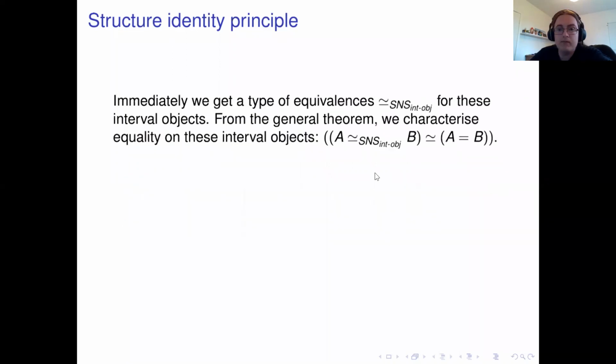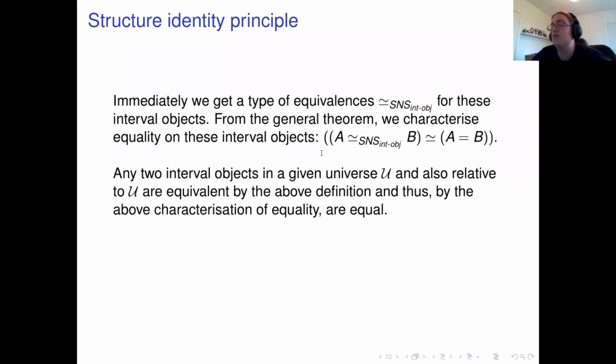So immediately from applying the general theorem here, we get a type of equivalences for these interval objects. And from the general theorem, we characterize equality on these interval objects like so. The type of equivalences between interval objects is equivalent to the type of identities on interval objects relative to a given universe. So any two interval objects in a given universe U, and also relative to U, are equivalent by this above definition, and thus, by the above characterization of equality, are equal.